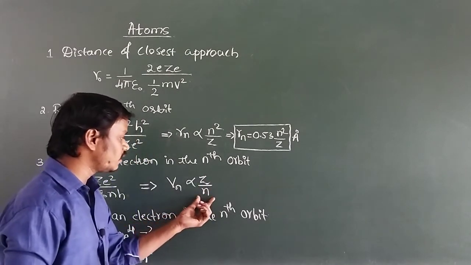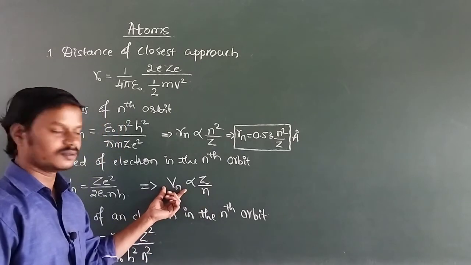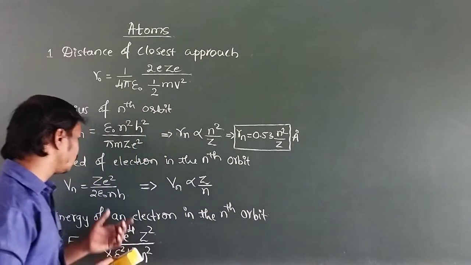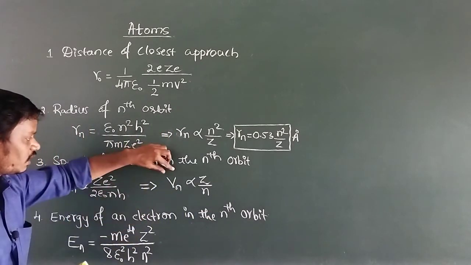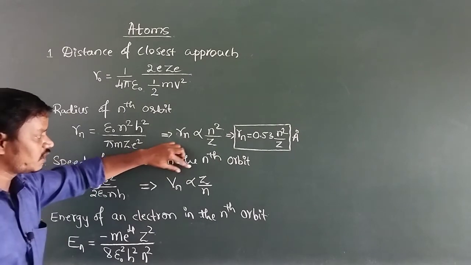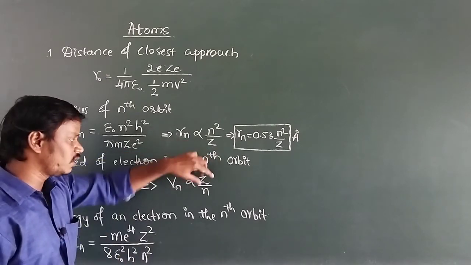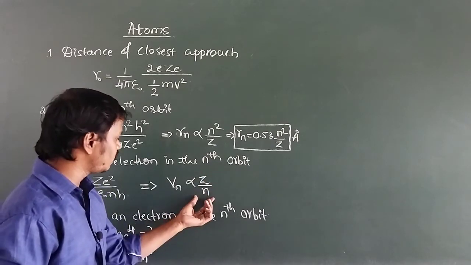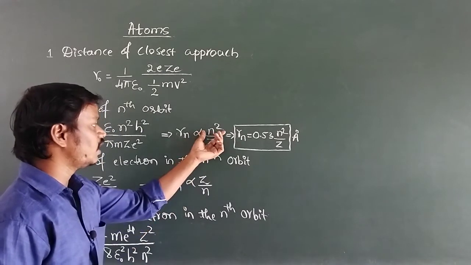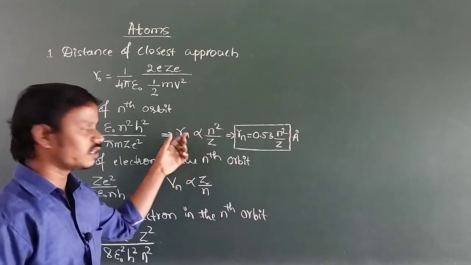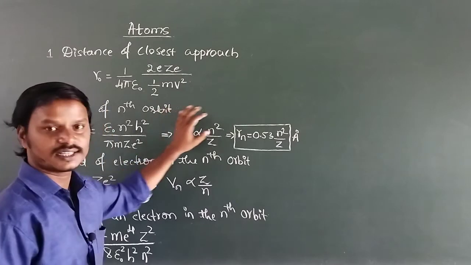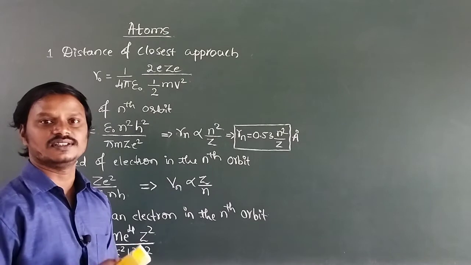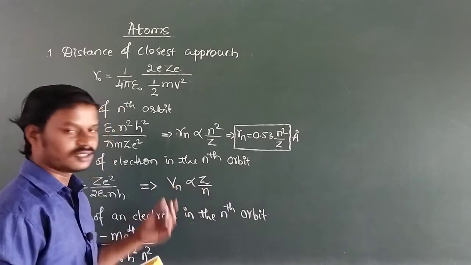Means as n increases, Vn decreases. This is about the velocity of the electron in the nth orbit, and the velocity of the electron in the nth orbit is directly proportional to atomic number and inversely proportional to principal quantum number. As n increases Vn decreases, but here as n increases Rn increases, because Rn and n square are directly proportional, but Vn and n are inversely proportional. That is why as n increases, Vn decreases.